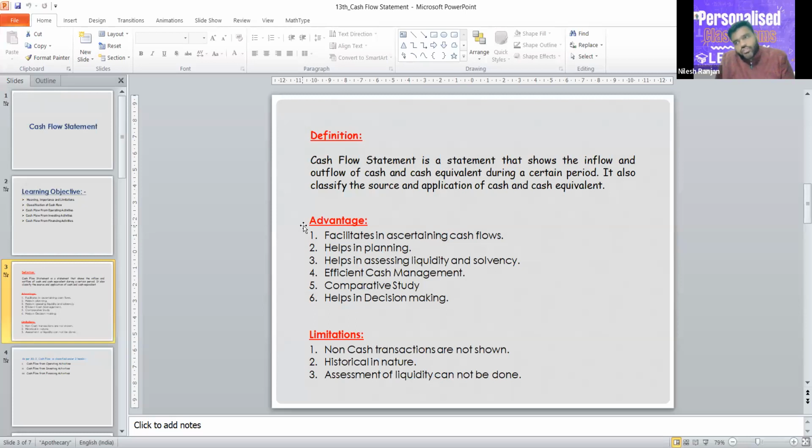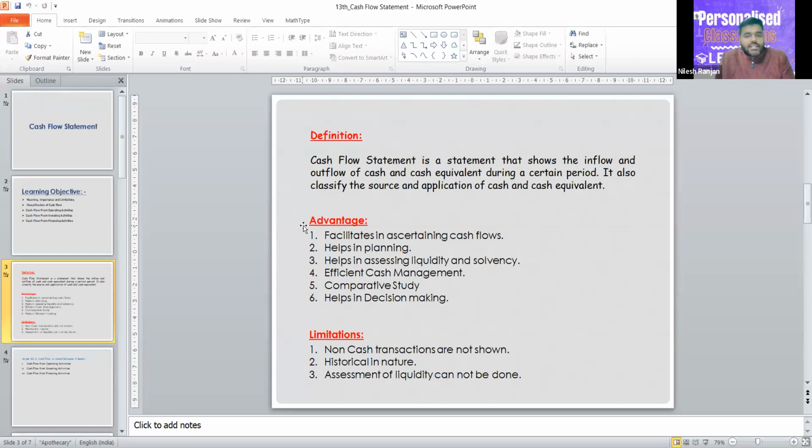The second is that it is historical in nature. Yes, it shows the past data only. That's why it is historical in nature. It cannot show the present or the future data. We record only the past data. In financial statements also it is historical in nature, and in the cash flow statement it is historical in nature.